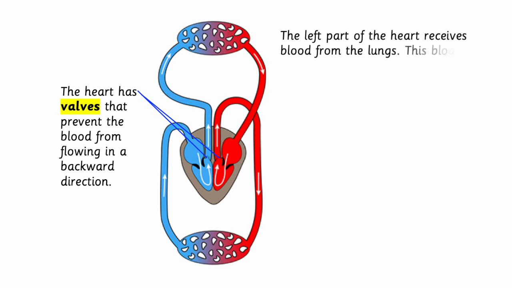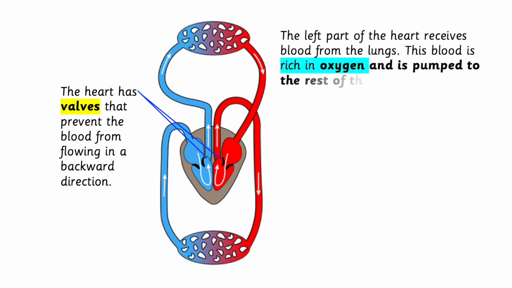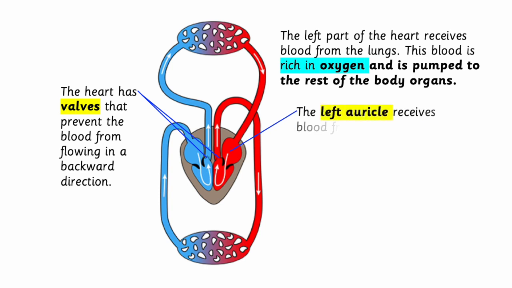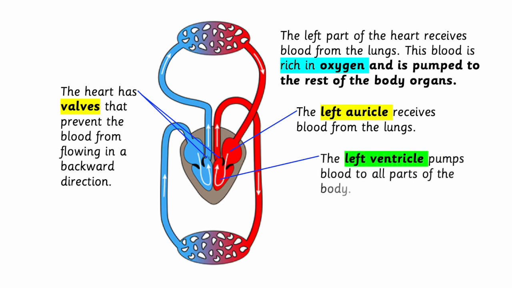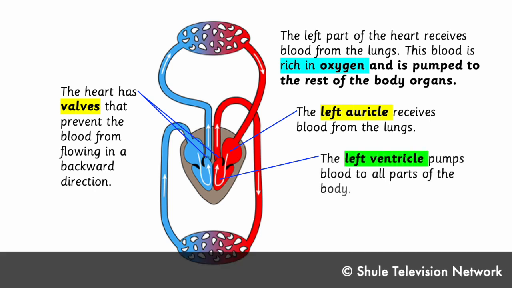The left part of the heart receives blood from the lungs. This blood is rich in oxygen and is pumped to the rest of the body organs. The left auricle receives blood from the lungs. The left ventricle pumps blood to all parts of the body.